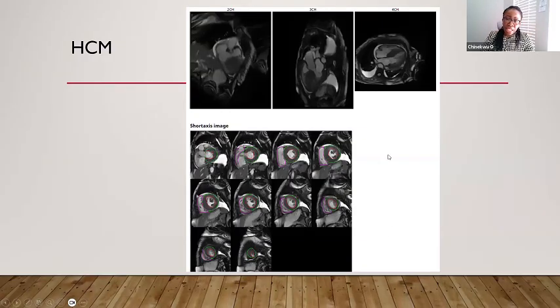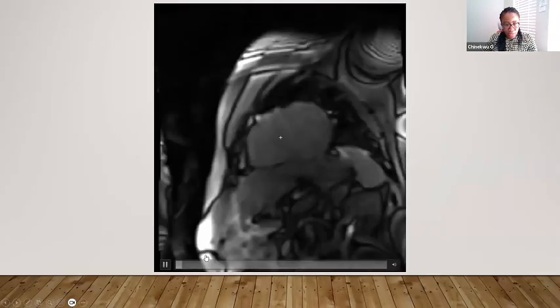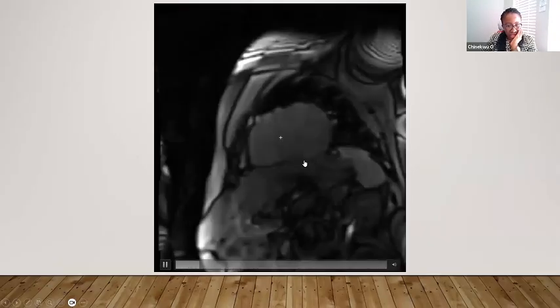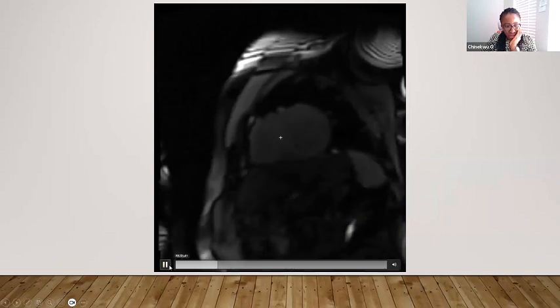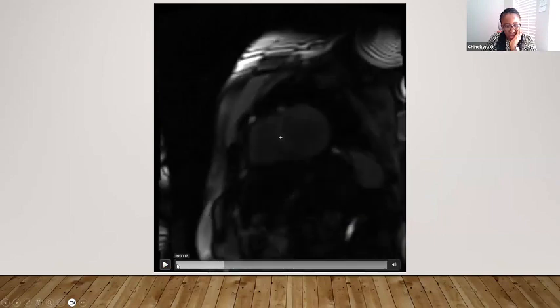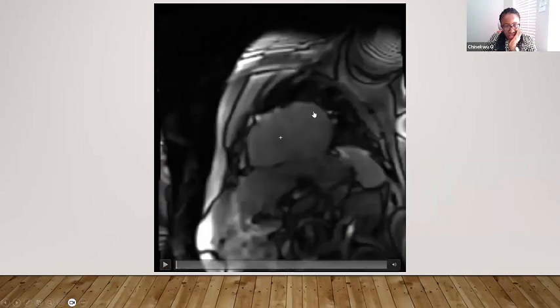When we play the cines, we would be able to assess if they have obstruction and systolic anterior motion of the mitral valve leaflets. This is just demonstrating what the TI scout and the null look like. So essentially this is a short axis slice where we have a right ventricle here and a left ventricle here, and the blood pool is somewhere in here and the myocardium is here, but this is sort of at the start of the sequence.